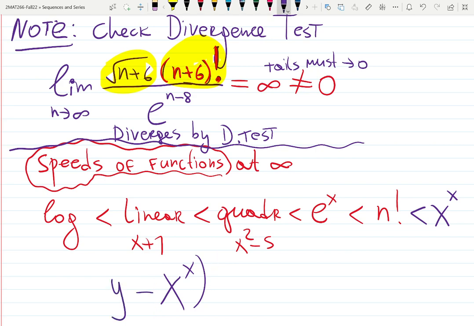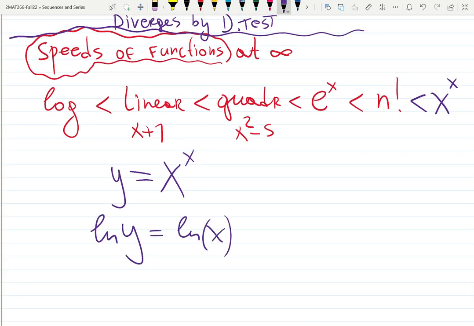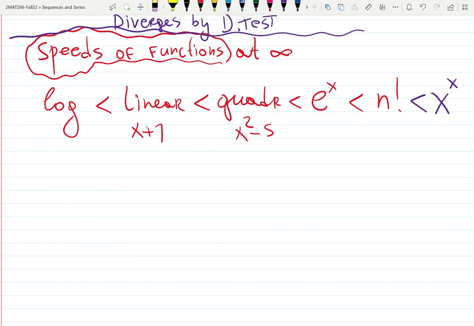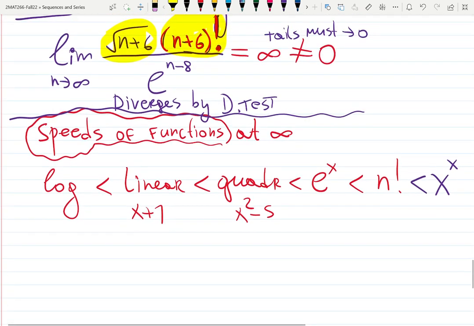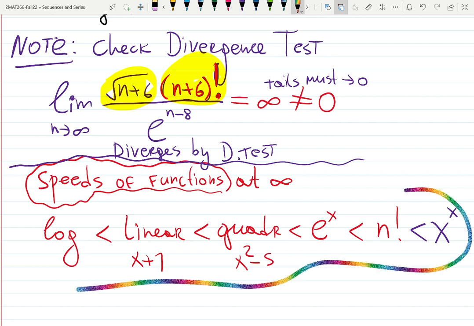So it's like off topic. You put log on both sides, ln y equals ln x to the x goes down, blah, blah, blah, you have product rule, and then you find the speed of that function. And the speed of that function is fast, super fast. So now you know this is like a nice review of the speeds of functions. Let me put it in the rainbow box. And I show you this with the graphs in my video.